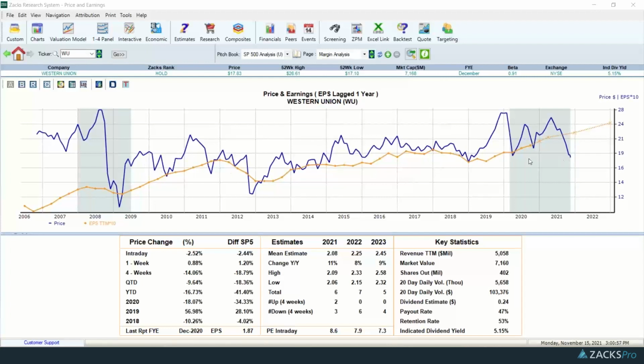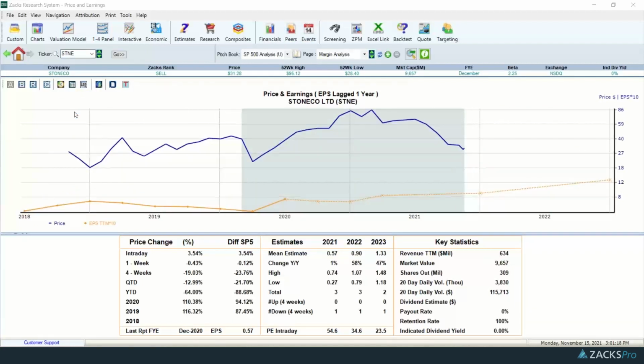If you draw a line back here, trading at about an 18 multiple or so. So we'll look at this obviously in a little bit more detail. Wanted everybody to just get a quick feel for the price and earnings activity. Again, we're answering what's going on here. And what we want to do now is move on to Stone Co.